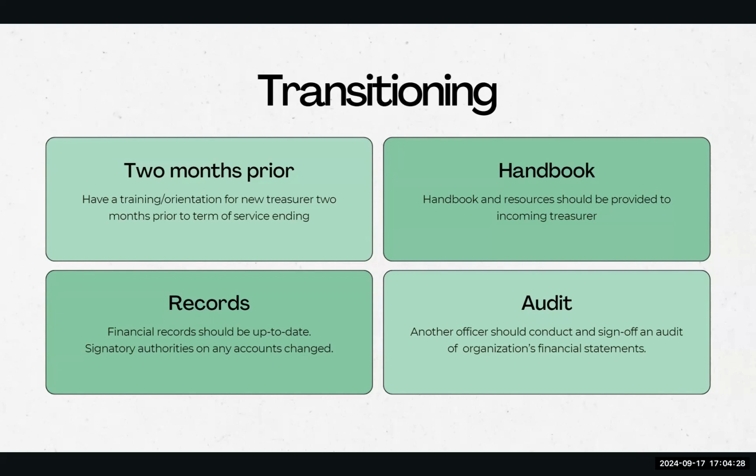I highly recommend that another officer who's not the treasurer conduct and sign off on an audit of the org's financial statements. It's basically them reviewing all of your documents and the current status of the account and signing off that, yes, all of this is correct. And it just shows that you did your due diligence, and if anything is to occur in the future, that you're not held responsible. So I would highly recommend doing an audit, and it also prepares the org so they're in a good position moving forward.